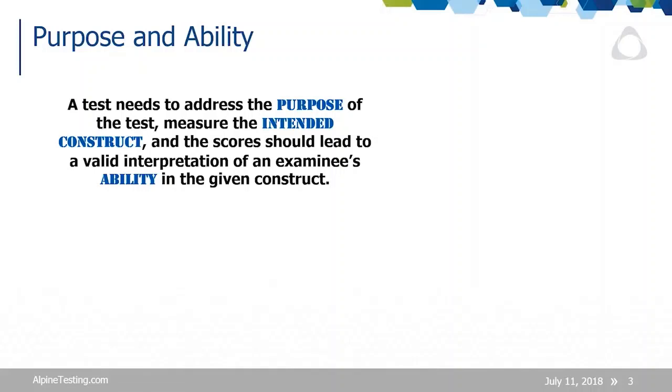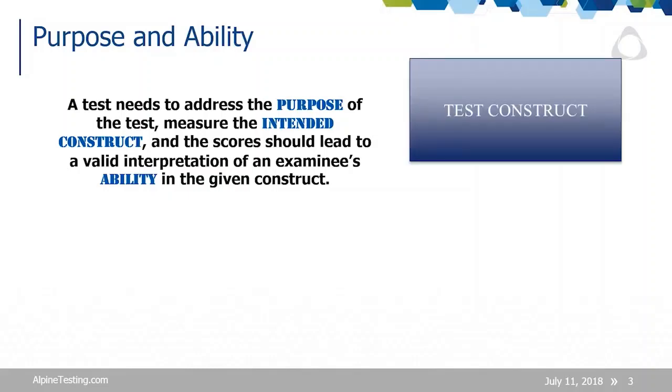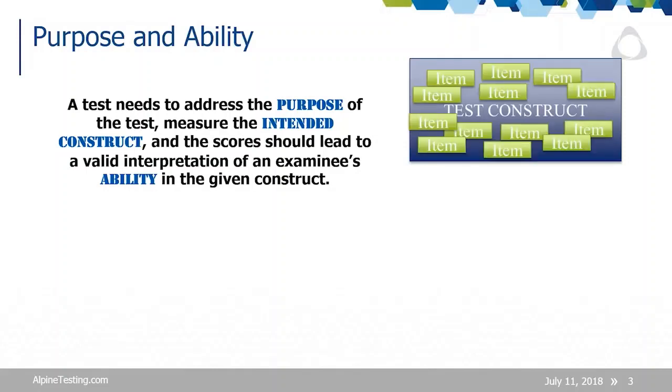So a test needs to address both the purpose of the test, extremely important, measure the intended construct, and the score should lead to a valid interpretation of an examinee's ability in the given construct. Again, that interpretation, the way people use the score, is extremely important and a huge part of validity. So thinking about that first part, the intended construct, what you want are all the items on your test to be focused on the right content and be right on target, exactly what the purpose of the test is.